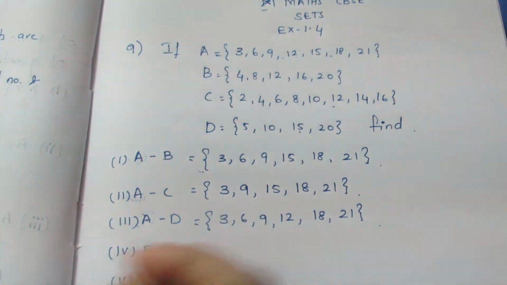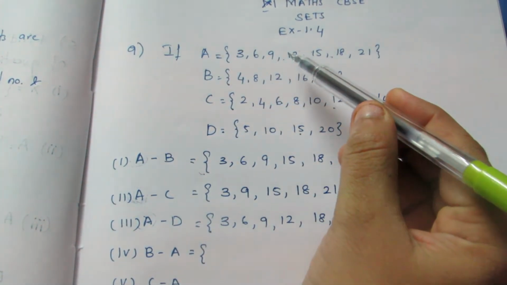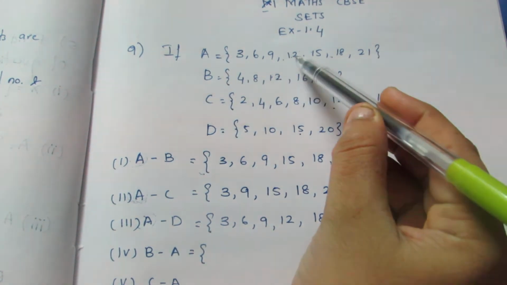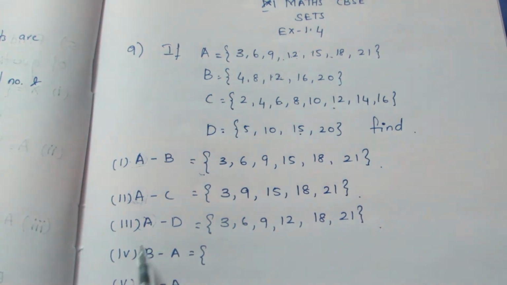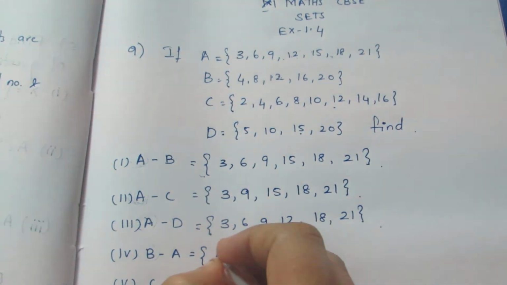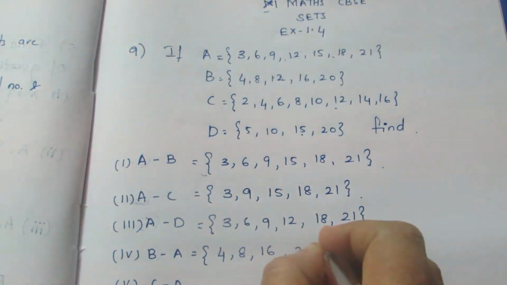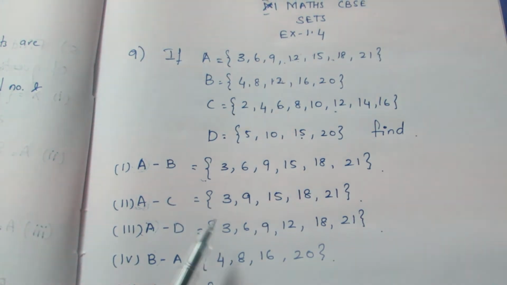B difference A. Remove the common element. Common element in B and A is 12. Removing 12, write the elements of the first set, that is B: 4, 8, 16 and 20. So these are the answers for the first four.